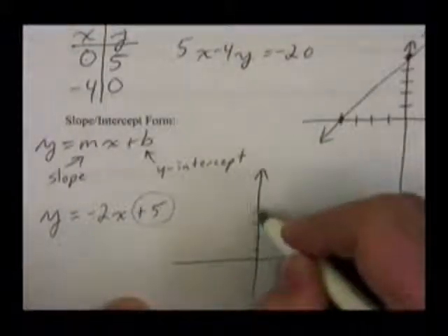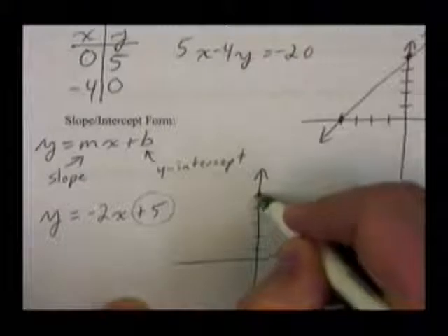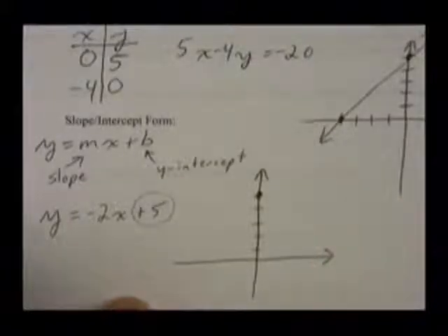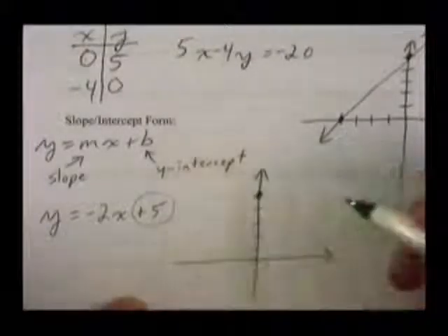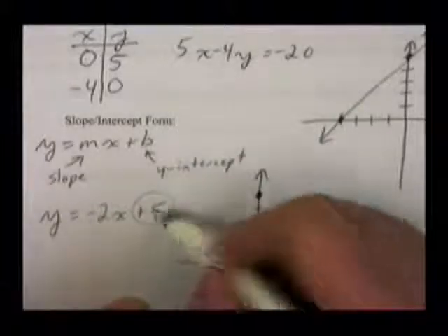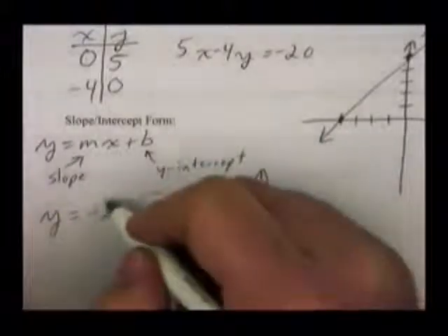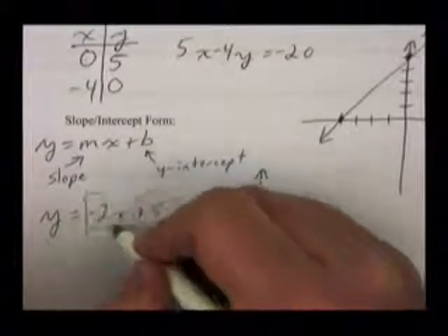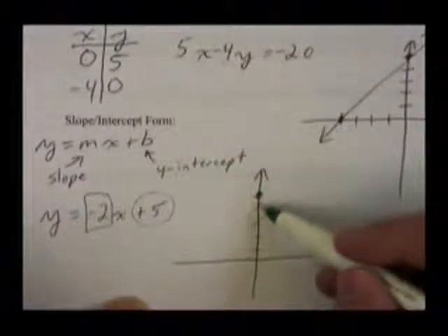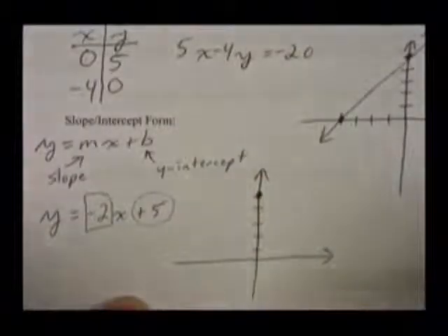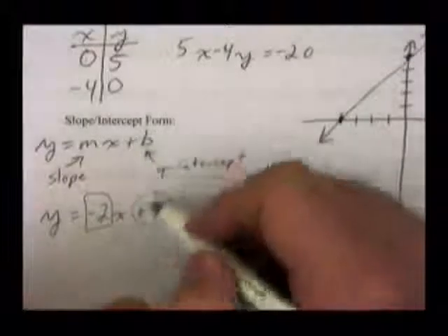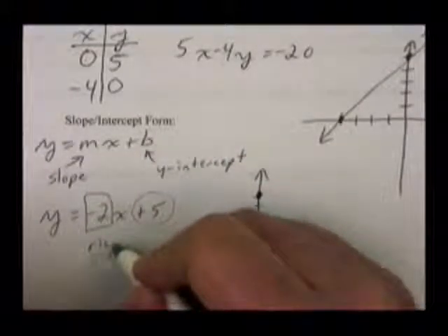1, 2, 3, 4, 5. Okay, but you need 2 points in order to graph a line. And so what you do is you say, I've got this point, and I've got a slope of negative 2. That tells me how things change from point to point. So remember we said that it was rise over run.